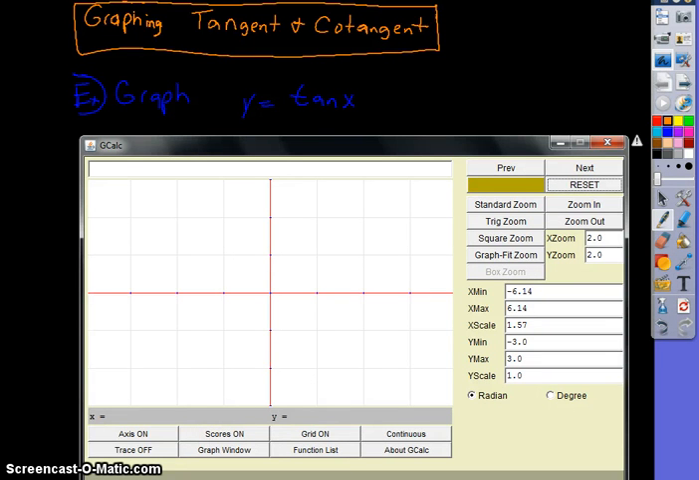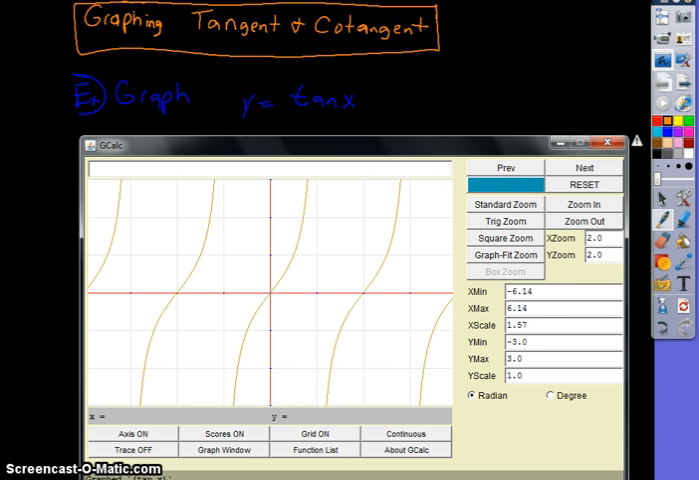So in this video, we're going to graph tangent and cotangent. To get started, again, I'm going to use a graphing calculator at gcalc. You want to find it, it's gcalc.net. And the curve is y equals tan of x. So I'm just typing tan of x.